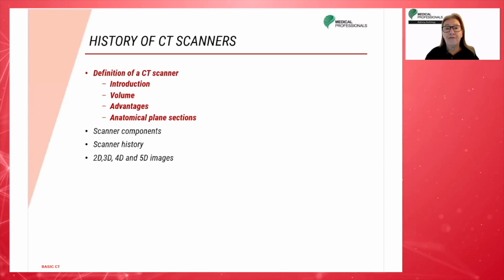Let's start with the first section, where we will explain the principle behind computed tomography, how a 3D volume is reconstructed from different 2D plane sections, and the main advantages of the imaging technique.